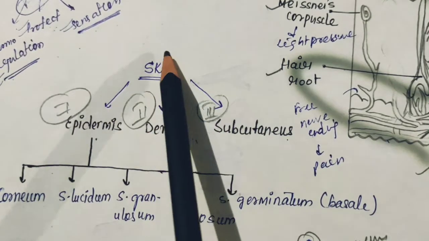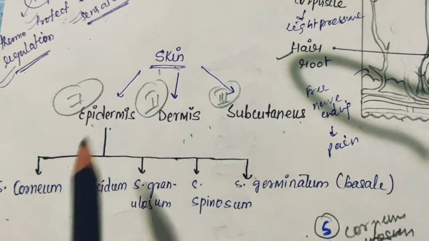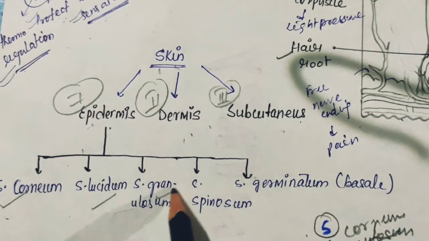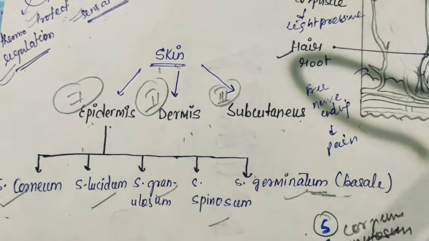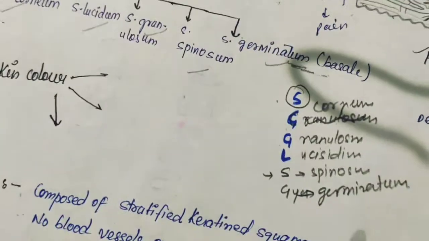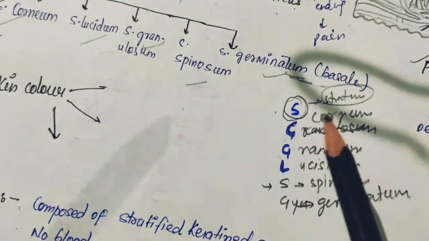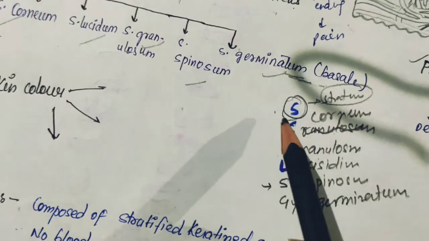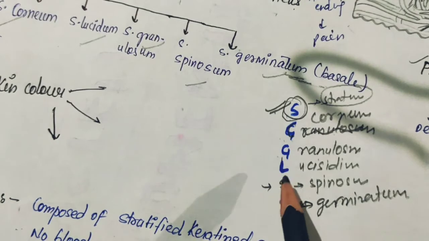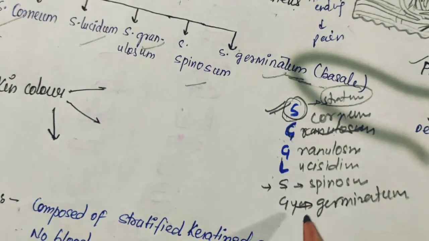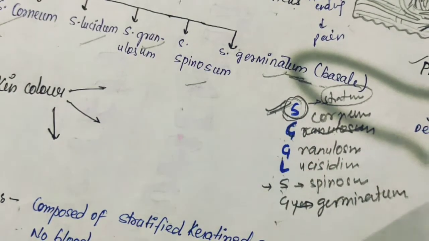Let me repeat that skin has 3 components: epidermis, dermis, and subcutaneous, and the epidermis is divided into corneum, lucidum, granulosum, spinosum, and germinativum. This is the basal part, and this is the outer part, going in descending order. I have mentioned a mnemonic: S for stratum. Stratum means the layers of the skin, so you can say it is a prefix. C for corneum, G for granulosum, L for lucidum, S for spinosum, and G for germinativum. This is a very good mnemonic, I think.